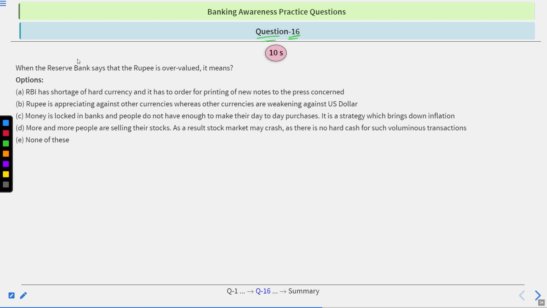Question number 16. When the Reserve Bank says that the rupee is overvalued, it means, options. A. RBI has shortage of hard currency and has to order for printing of new notes to press concern. B. Rupee is appreciating against other currencies, whereas other currencies are weakening against US dollars. C. Money is locked in banks and people do not have enough to make their day-to-day purchases. D. It is a strategy which brings down inflation. E. More and more people are selling their stocks. As a result, stock market may crash as there is no hard cash for such voluminous transaction. Then none of these. To answer this, you will have 10 seconds. Time starts now.